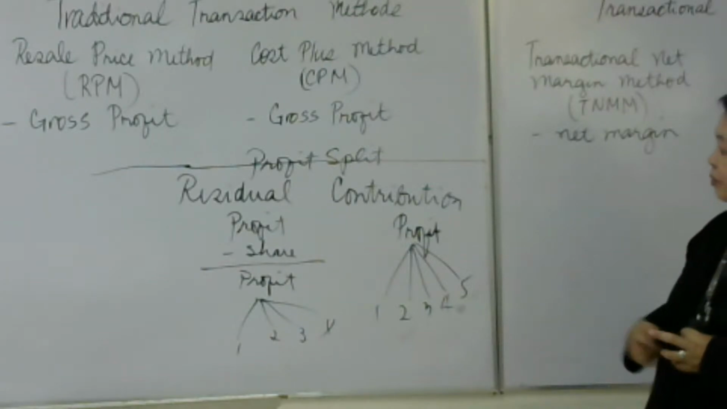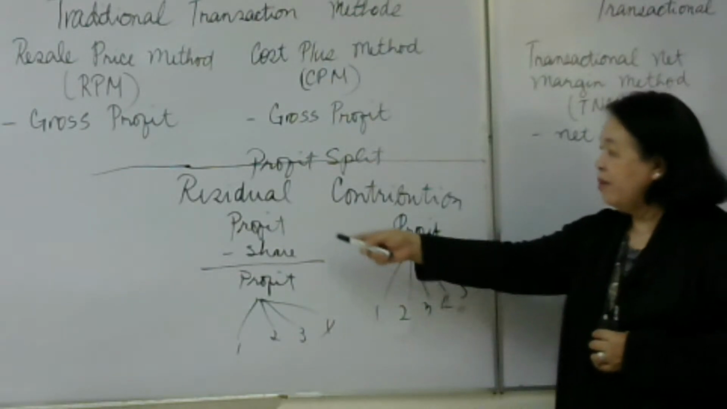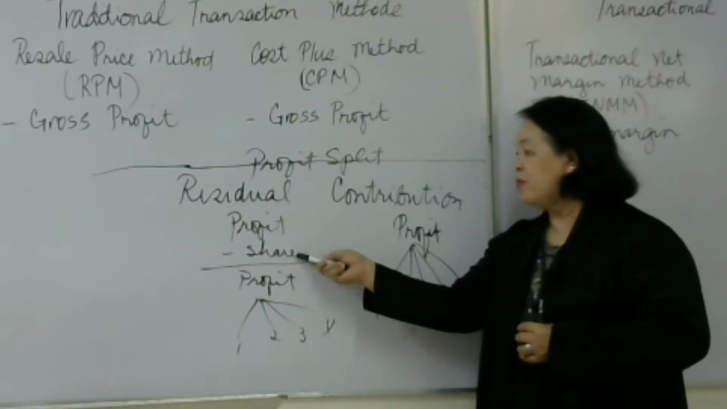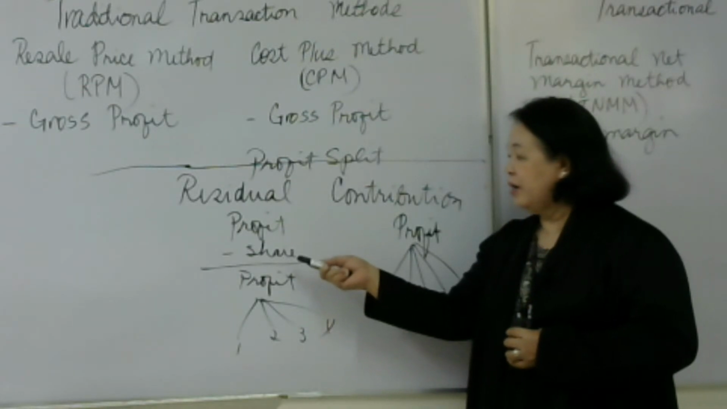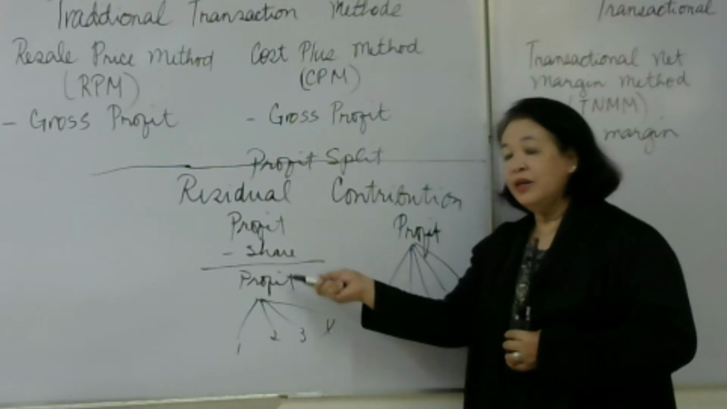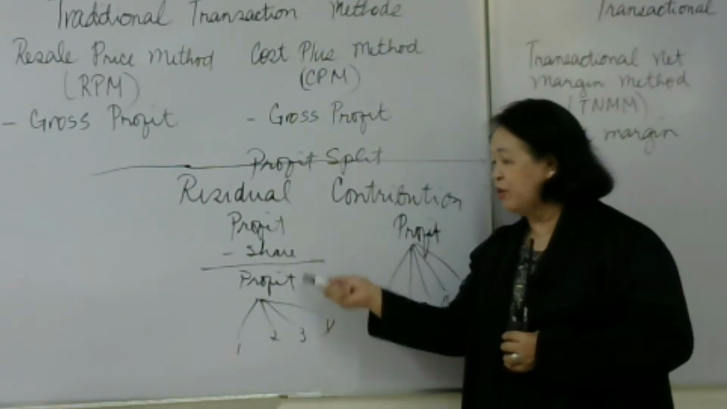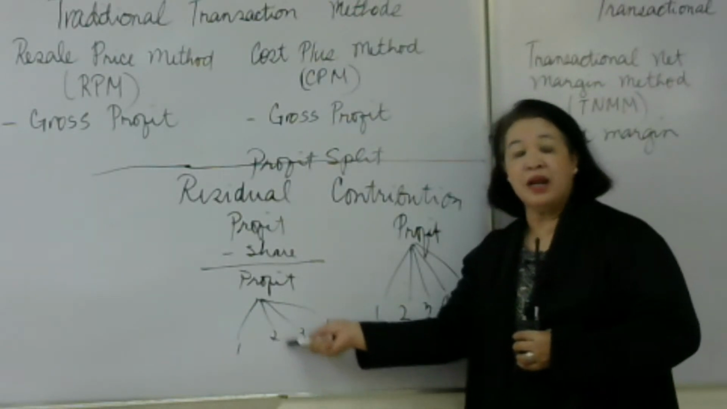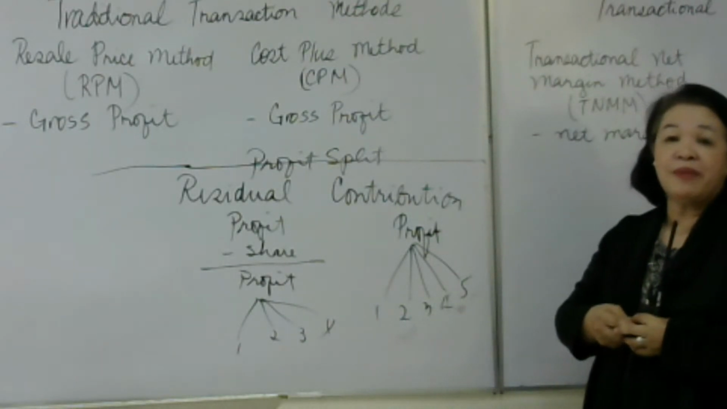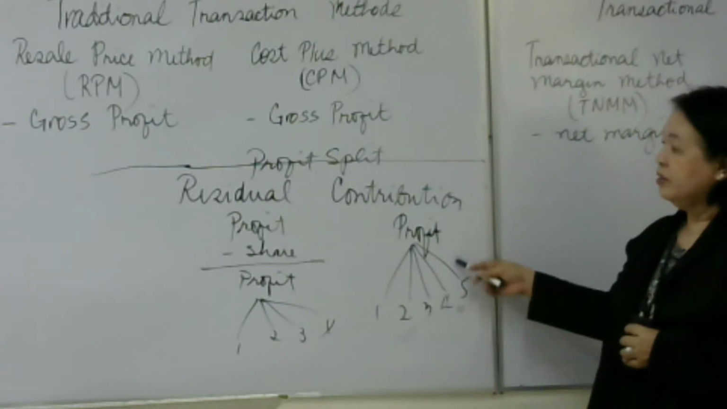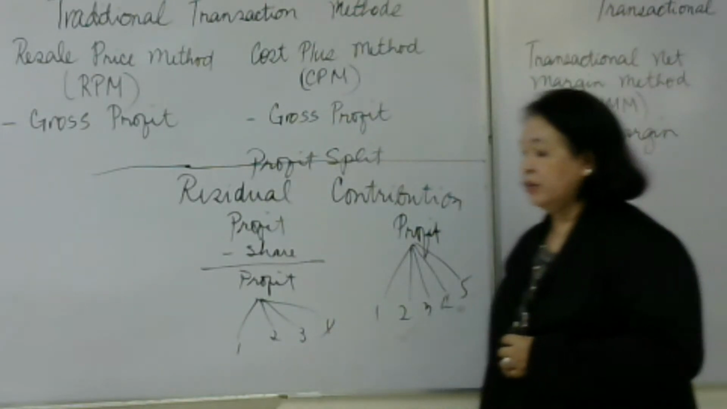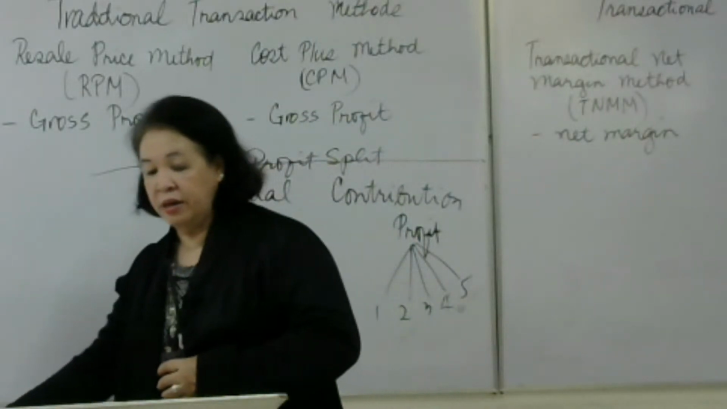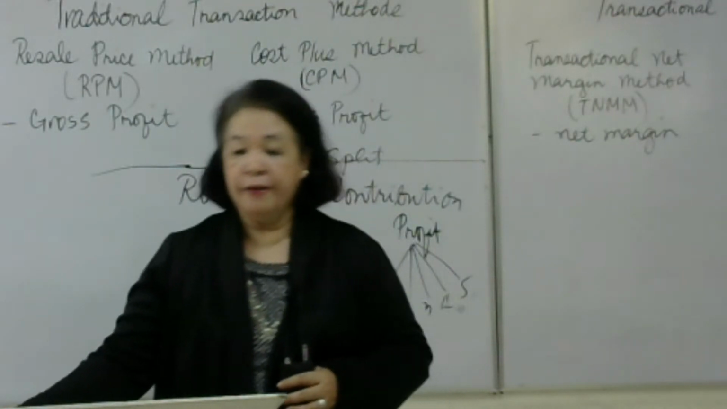So, ito, based on the contribution, dito, may residual pa. Babawasan mo muna ng profit doon sa kung sino yung may malaking contribution, and then yung matira, yun na lang yung i-divide among the group, no? So, yun po yung residual at saka yung contribution profit split, no?